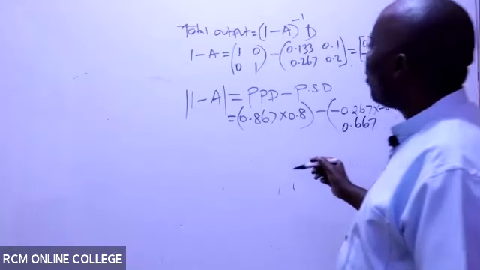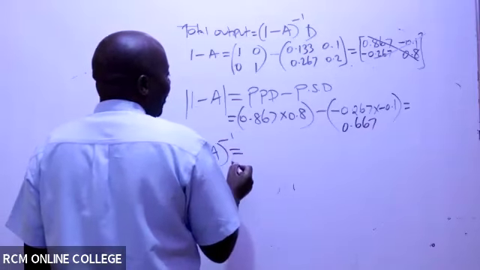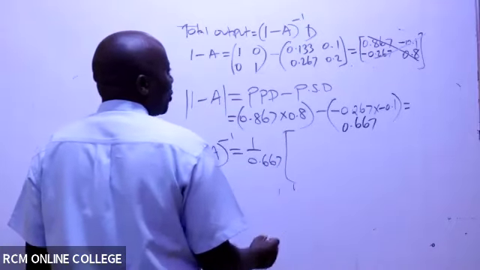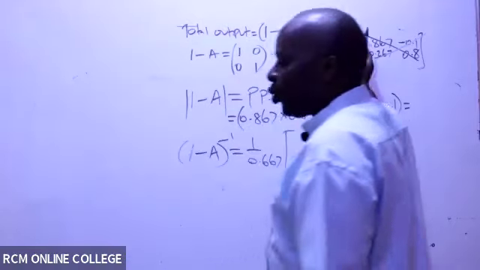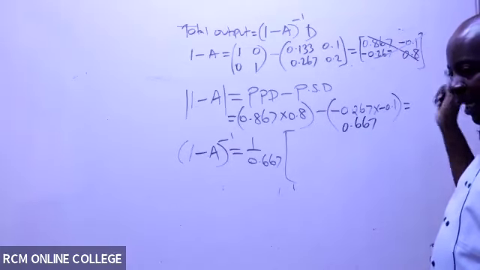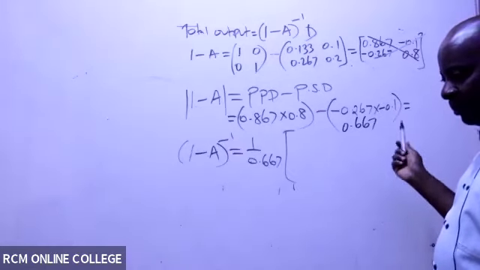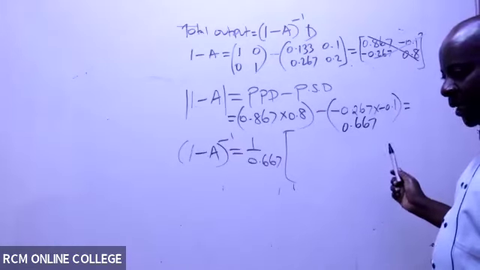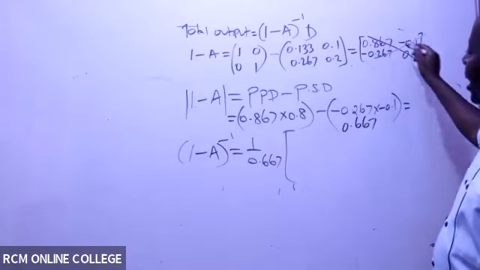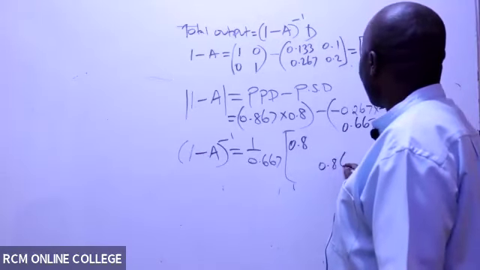Now from there, go ahead and talk about I minus A inverse. So I minus A inverse will be 1 over 0.667, that is the determinant, into... what do we normally do to primary elements during the inversion process? We interchange their positions. So this comes up, this comes down. So we have here 0.8, and then we have here 0.867.